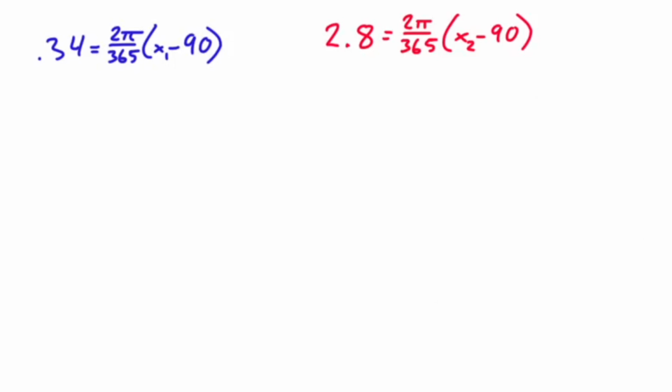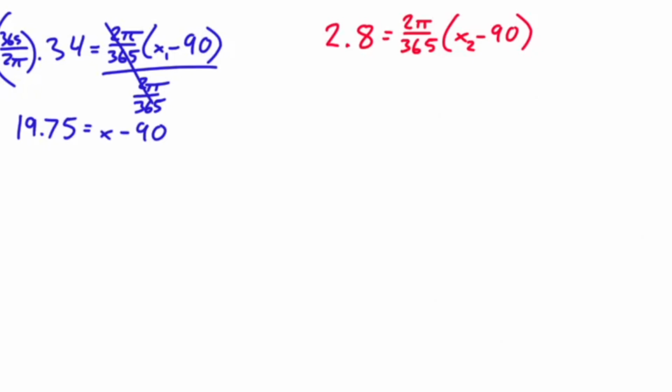And we're going to have to do the same exact steps in both of these equations. Here I want to get rid of the 2 pi over 365, so I'll divide by 2 pi over 365. Remember, that's the same thing as multiplying by 365 over 2 pi, which is still a little bit cramped over there. But that's a little bit easier to type in your calculator though. So we cancel that out. We get 19.75 roughly on the left side. And then we'll have to add 90, don't forget that last step.